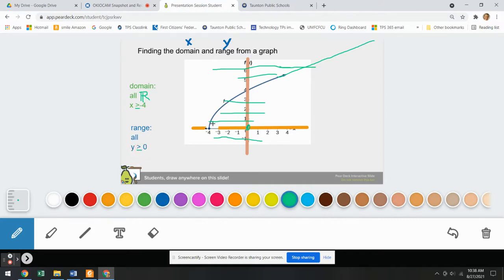And again, how do I know that it's equal to 0? Because they filled in that blue dot right at -4. And again, I need to put this symbol here for all real numbers. And so that's how you would determine the domain and range from a graph.